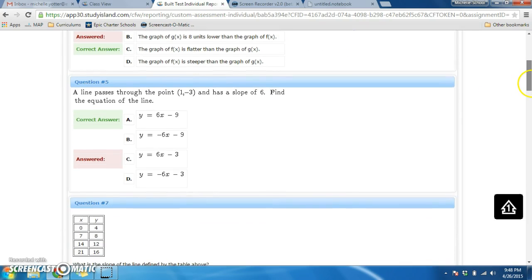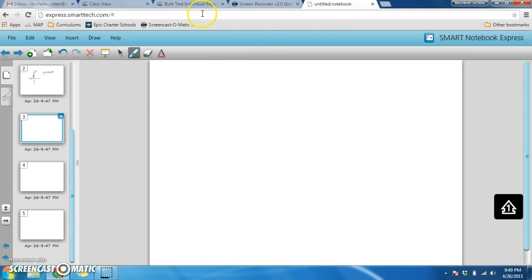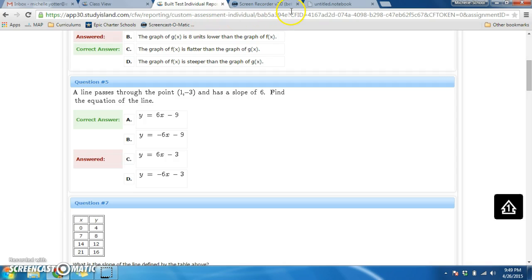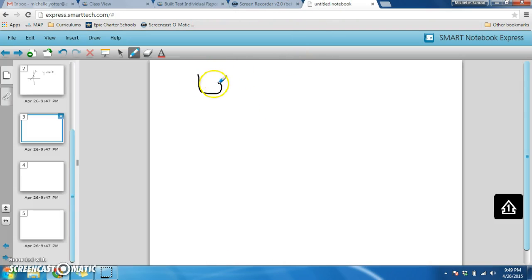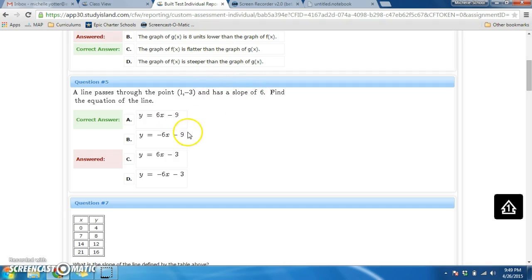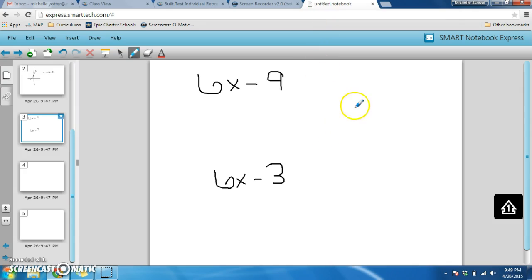Okay, the next one: a line that passes through the point 1, negative 3, and has a slope of 6. And you were close because you did pick one that has a positive 6 slope, so that gave you A or C. Then the next question is, which one has a line that passes through this point? So what you should have done with your calculator is, so 6x minus 9 and 6x. Those were our two options because it had a slope of positive 6, so we know it can be A or C, but it has a point of 1, negative 3.